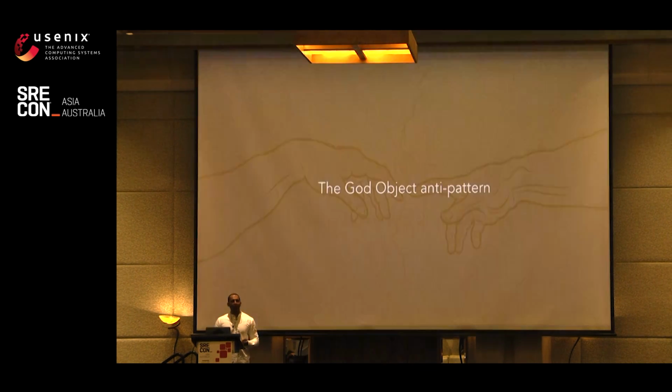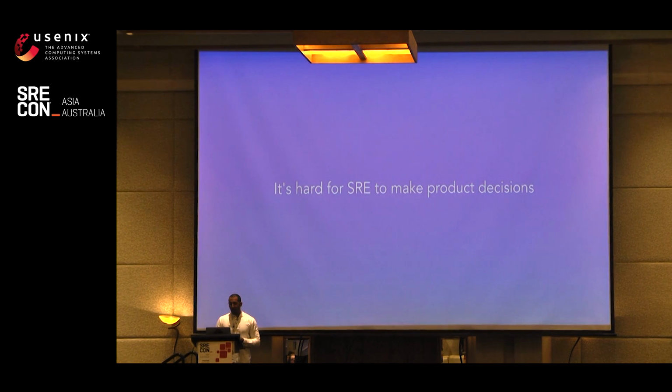In software engineering, we call this the God-object anti-pattern, where you've got one component in your software that knows everything, and it reaches its tentacles into everything, controls everything. It becomes a maintainability nightmare, it becomes opaque and impossible to understand, and it also scales very poorly. This is the same problem you'll have if you try to have one person making all the decisions about service levels. But no question, it's hard for SRE to make product decisions. You have to figure out how to anyway.